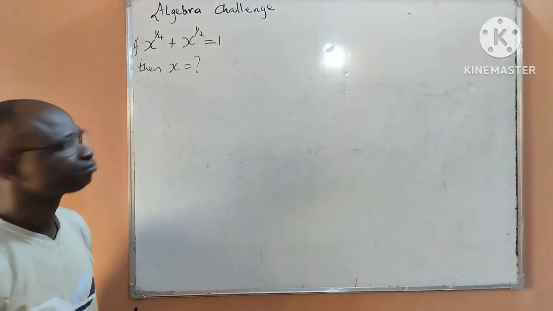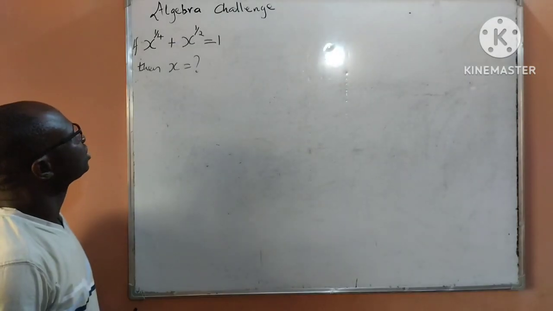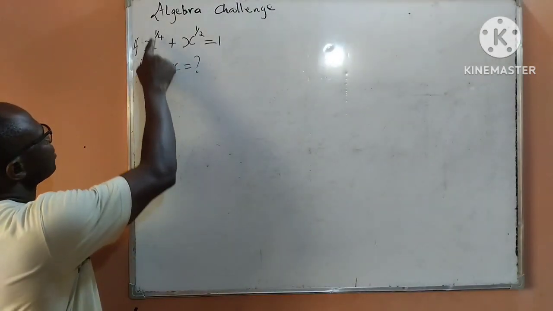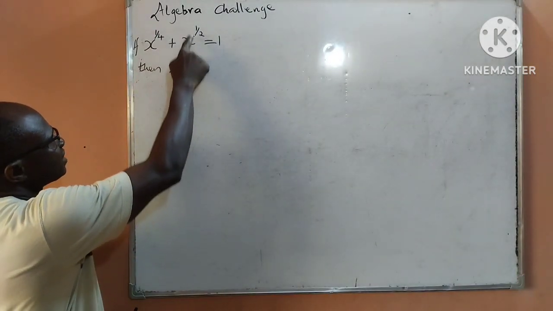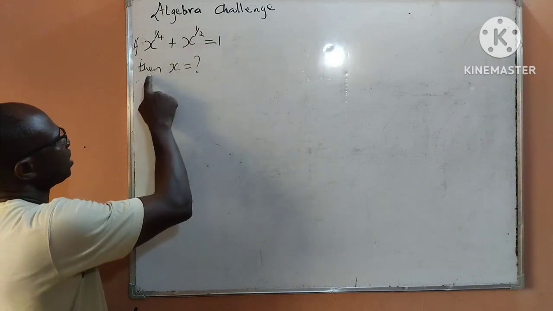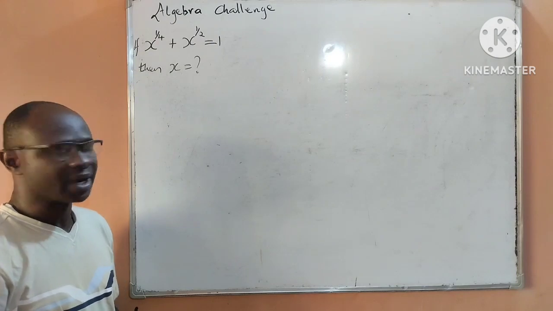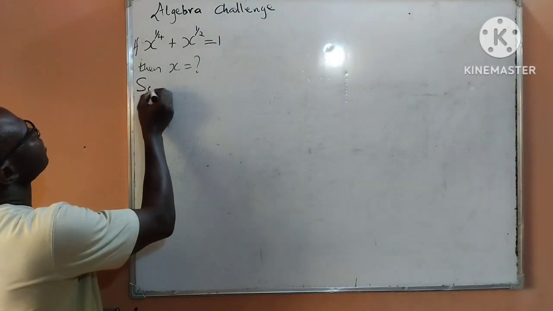Welcome friends, we have an algebra challenge. The question is given: if x raised to the power 1 over 4 plus x raised to the power 1 over 2 is equal to 1, then what should be the value of x? Kindly watch to the end. We dive in. Solution.